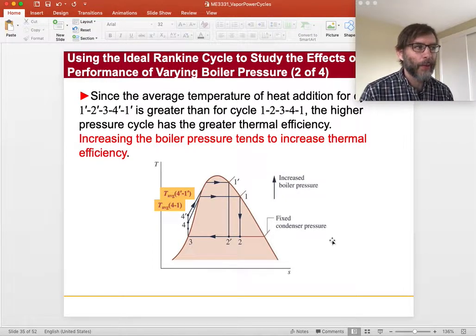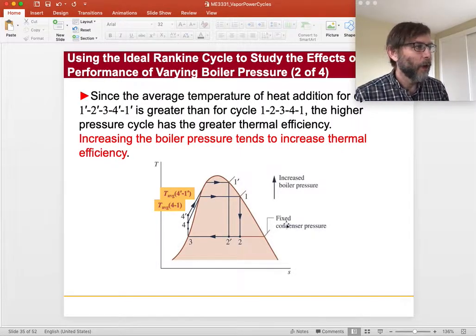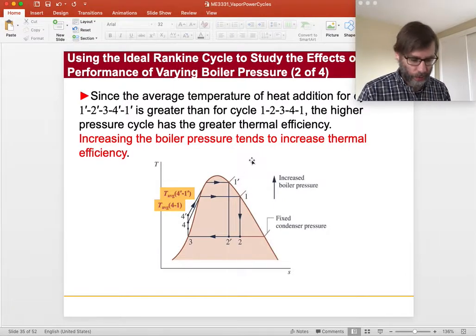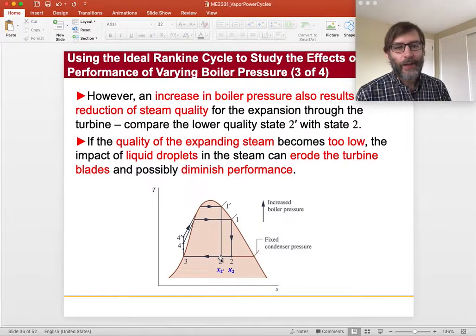The main thing we do generally is to take this one and go up to superheat. So we take it to a higher temperature and use a superheater, which we're going to do an example of today. However, increase in boiler pressure also results in the reduction of steam quality for the expansion, as I just said. So steam quality at 2 is not good. If the quality of the expanding steam becomes too low, the impact of liquid droplets in the steam can erode the turbine blades. That's not good.